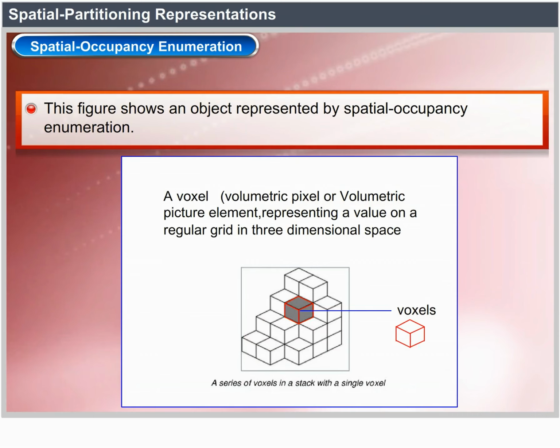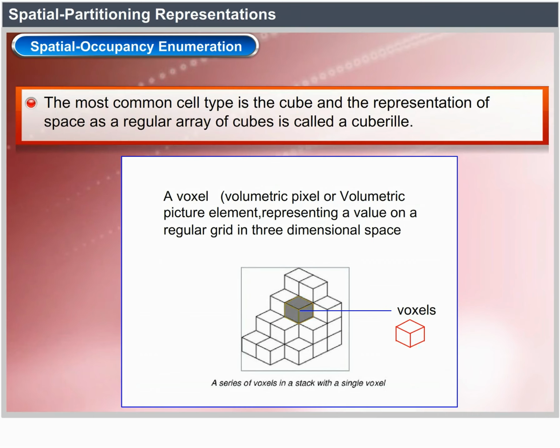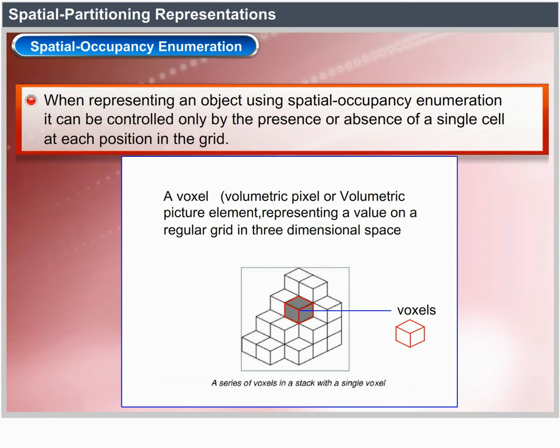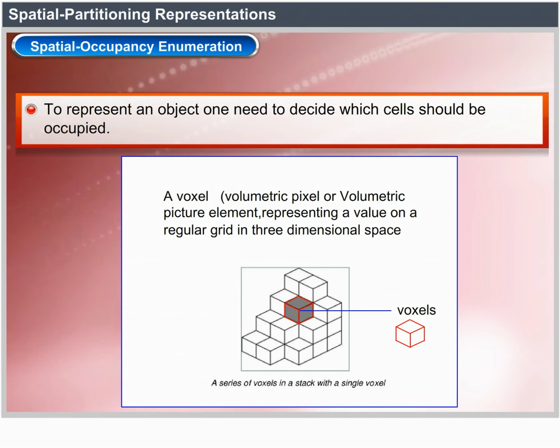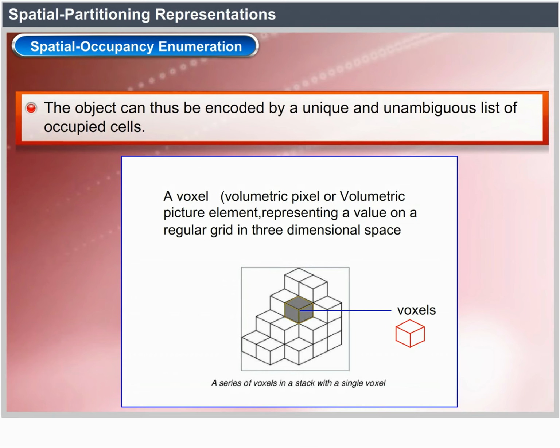The most common cell type is a cube, and the representation of space as a regular array of cubes is called a cuberille. When representing an object using spatial occupancy enumeration, we control only the presence or absence of a single cell at each position in the grid. To represent an object, we need only to decide which cells are occupied and which cells are not. The object can thus be encoded by a unique and unambiguous list of occupied cells.